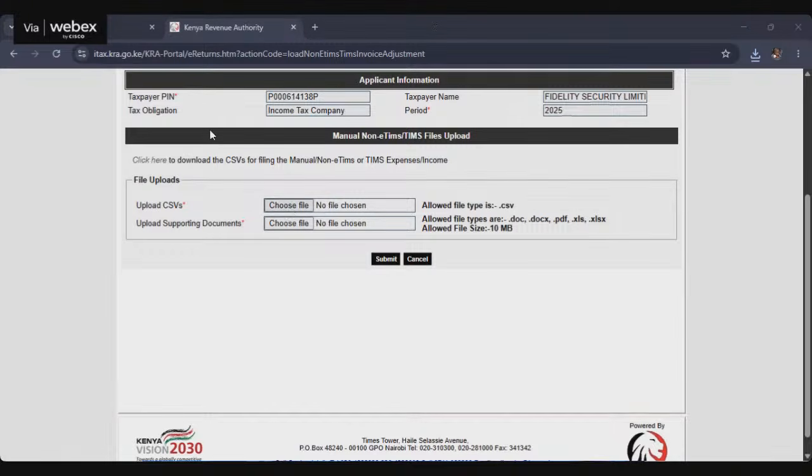And you come to where you had received it and you attach. And as you are attaching, if your Excel has 10 million as expenses for your organization, then remember to scan all the invoices. The invoices that you are claiming were not eTIMS supported. Remember to scan them in one document. Then you choose the file and you attach the same. Then you submit. And remember, this process we are going through before we do the return.